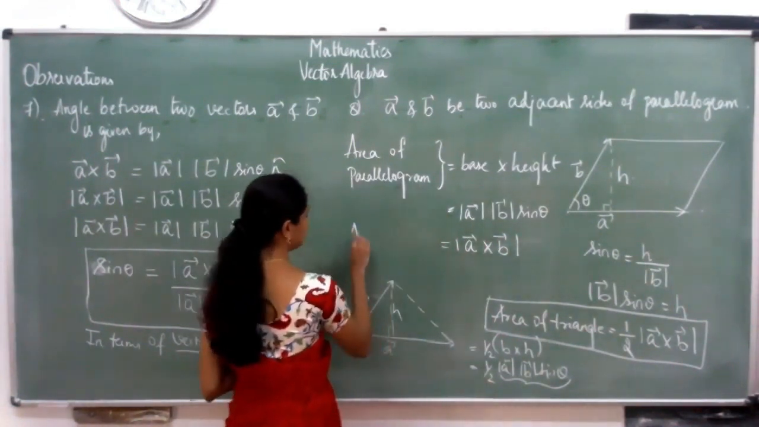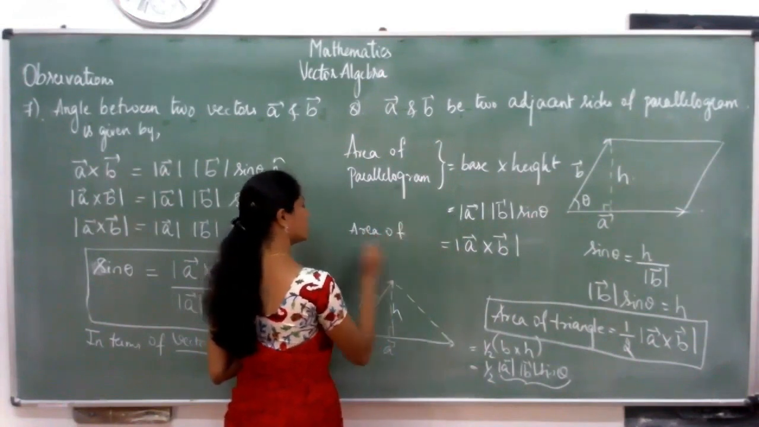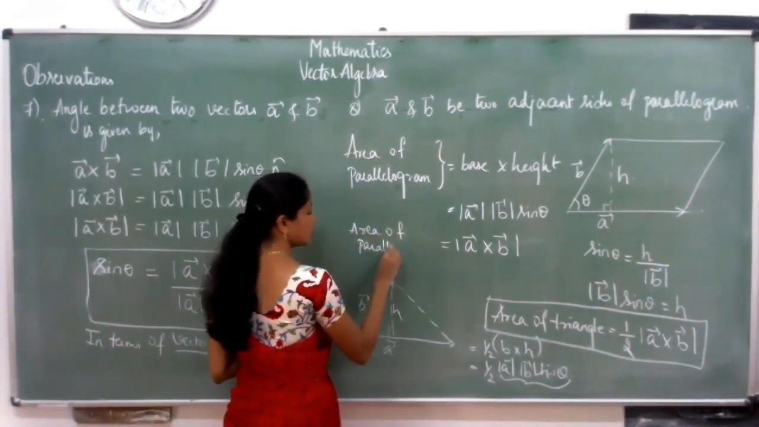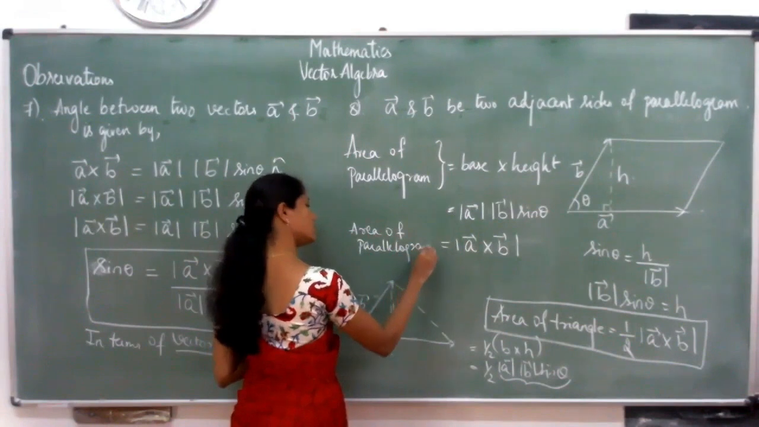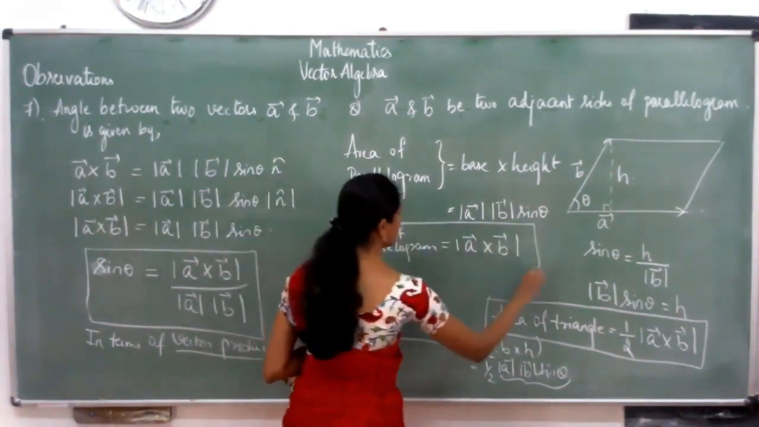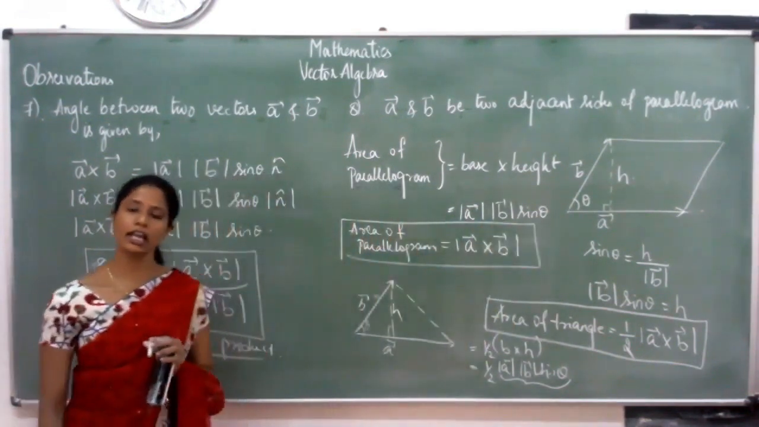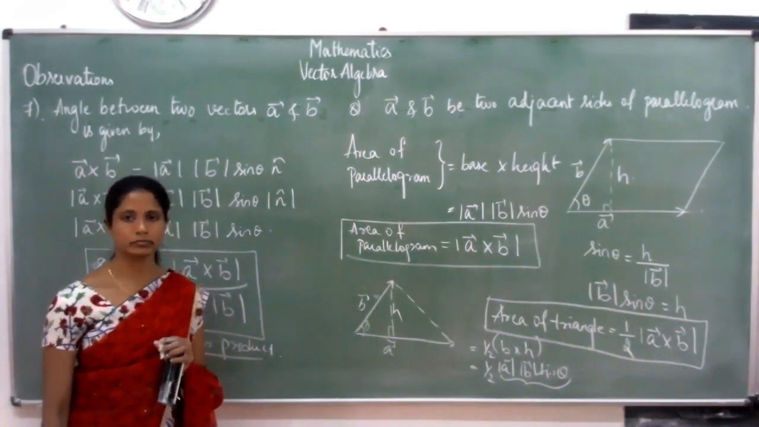And the area of the parallelogram is equal to magnitude of vector A cross vector B.